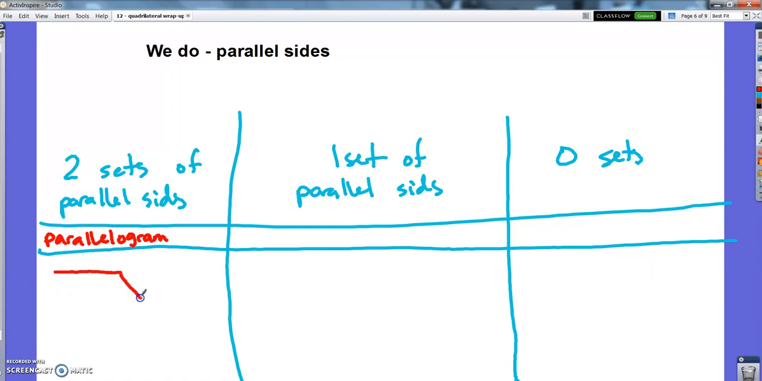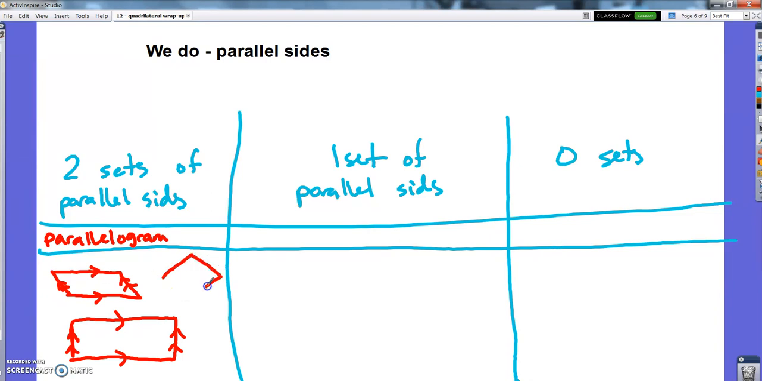So for instance, this, by the way, is the symbol for parallel. If you see these little arrows, that means that's parallel to that, and that's parallel to that if it's marked. That's a parallelogram. So is that. Anywhere you have 2 sets of parallel sides, you have a parallelogram. They don't have to be oriented that way. That's also a parallelogram because that and that are parallel, and that and that are parallel. Okay. 1 set of parallel sides makes a trapezoid.